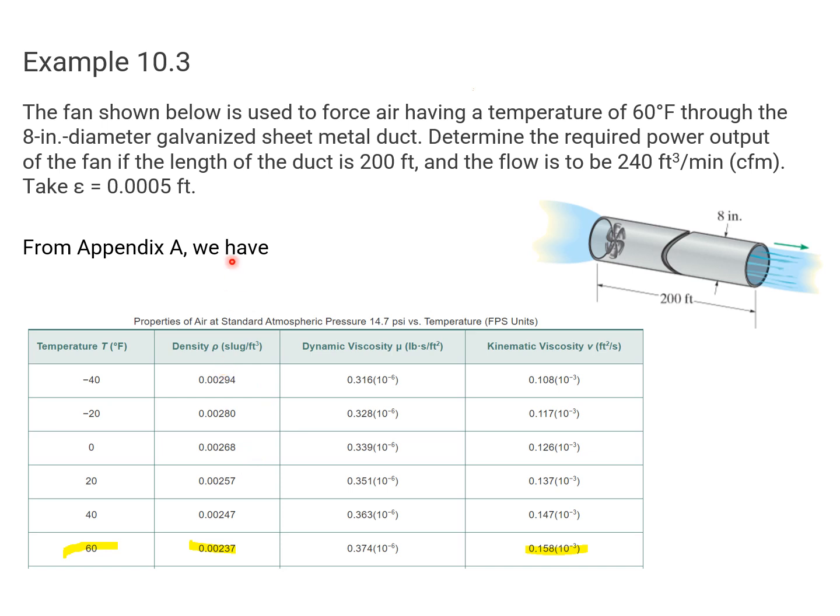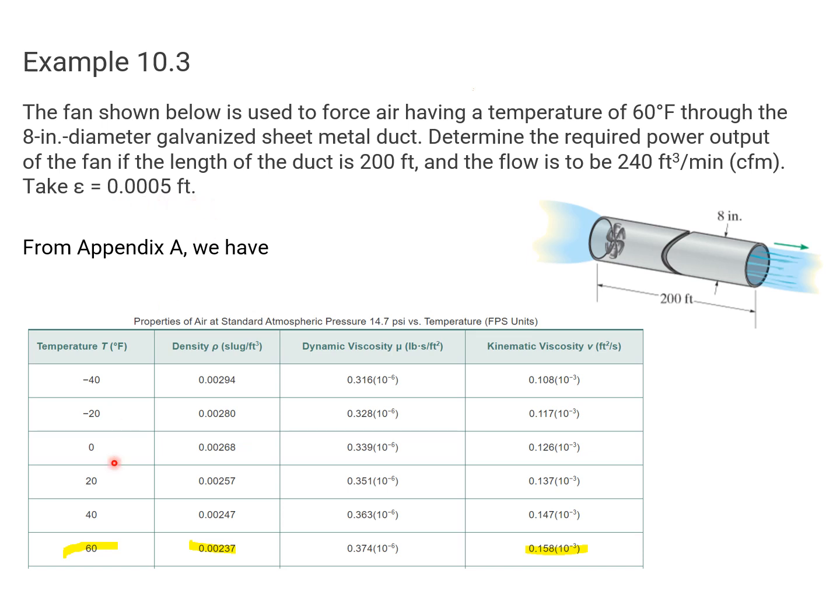Example 10.3. So we have a fan shown is used to force air having a temperature of 60 degrees Fahrenheit through the 8-inch diameter pipe. It's a galvanized sheet metal duct. Determine the required power output of the fan if the length of the duct is 200 feet and the flow is to be 240 cubic feet per minute.